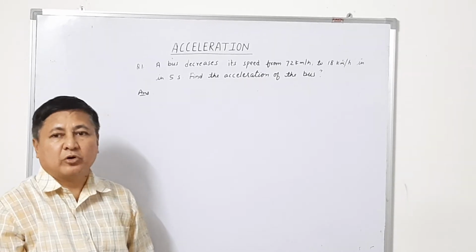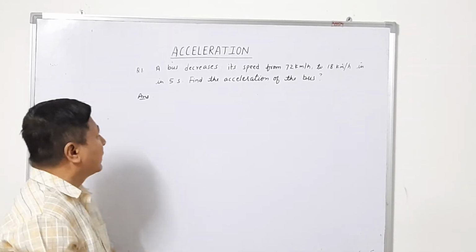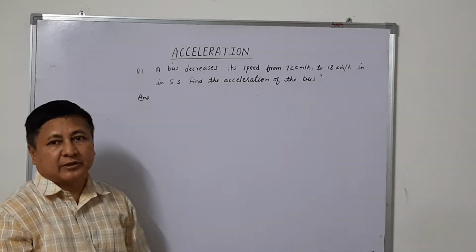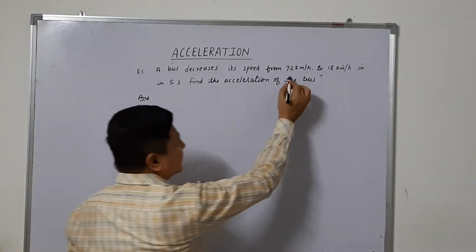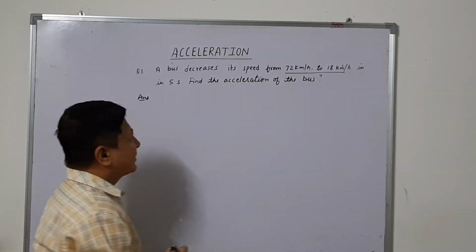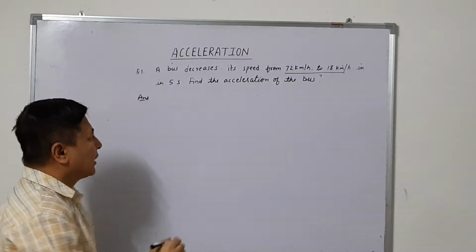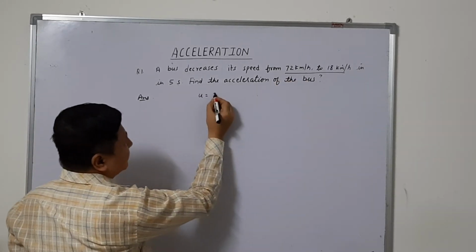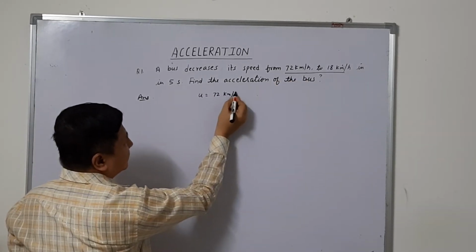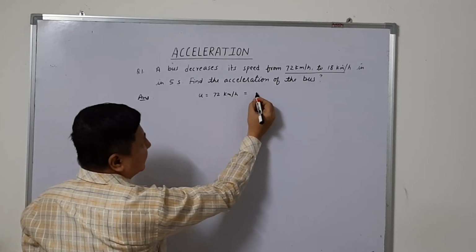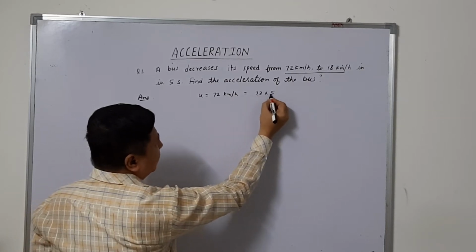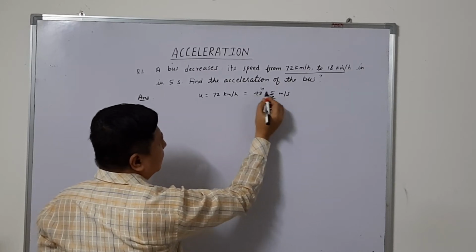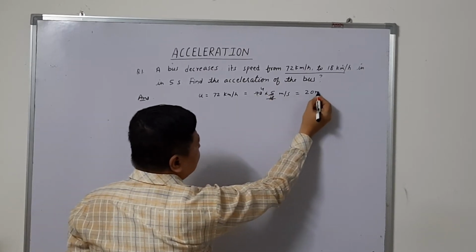Now let us take one more example, but this time the bus decreases speed from 72 km per hour to 18 km per hour. Now you can see the speed is decreasing here in this question. In 5 seconds, find the acceleration of the bus. Now the initial velocity of the bus is 72 km per hour. We'll convert in meter per second. So 72 into 5 by 18 meter per second. So this is 18 4s are 72, 4 5s are 20 meter per second.